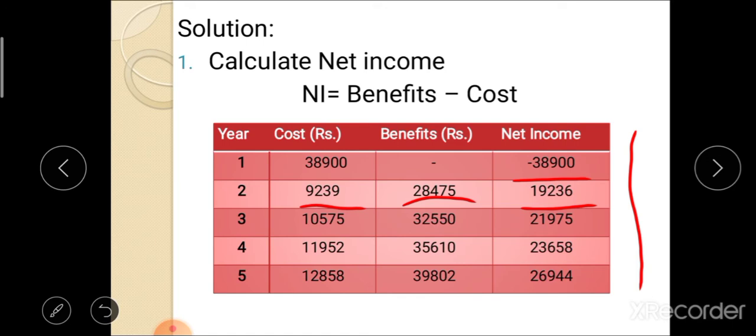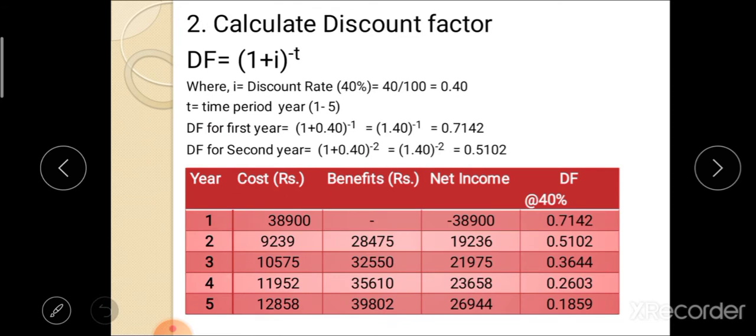After calculation of net income, the next step is to calculate the discount factor. The formula for the discount factor, DF, is equal to (1 plus i) raised to minus t. First of all, we have to calculate the discount factor at the 40% discount rate, so i is equal to 40%. For calculation we use it as a fraction, that is 0.40. The time period which is given to you is 1 to 5 years.